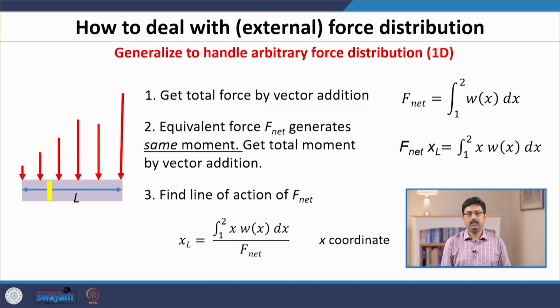So what we want to know is how to handle any arbitrary force distribution or distributed profile in one dimension. This is a one-dimensional problem such as this, a completely arbitrary, nonlinear function. In those cases, what is the general physical principle? The physical principle is the following. First, to get the total force, that is the equivalent force, which is the total force acting on the beam.